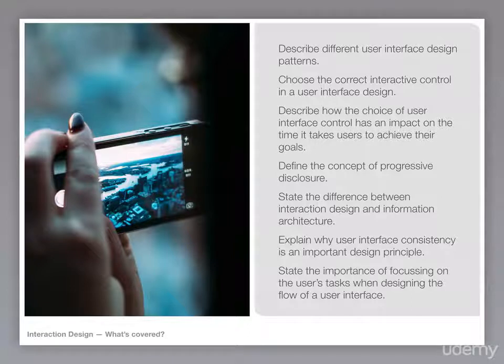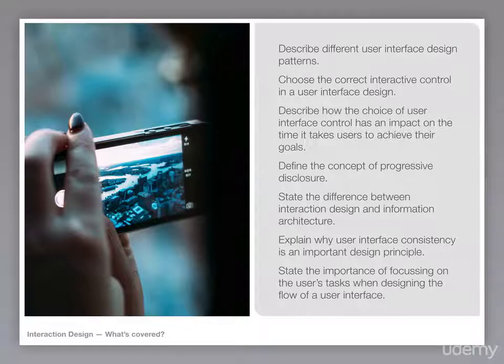You should be able to choose the correct interactive control in the user interface design. In other words, should it be a drop-down menu? Should it be a radio button? Should it be a checkbox? What's the appropriate control to use in various situations? You should be able to describe how the choice of user interface control has an impact on the time it takes users to achieve their goals. That means being aware of something called Fitts' law.